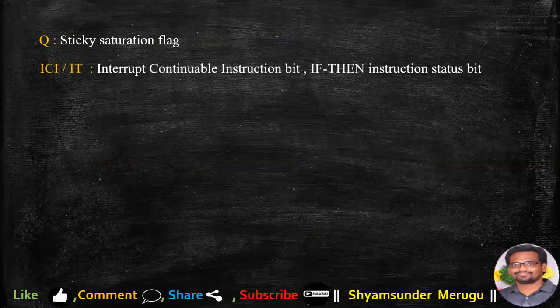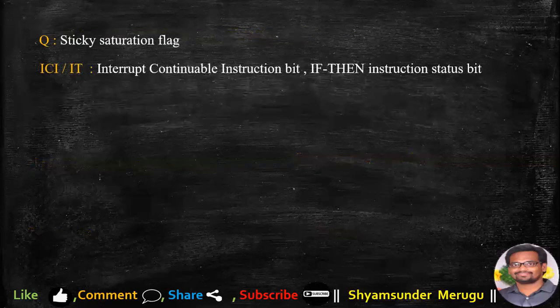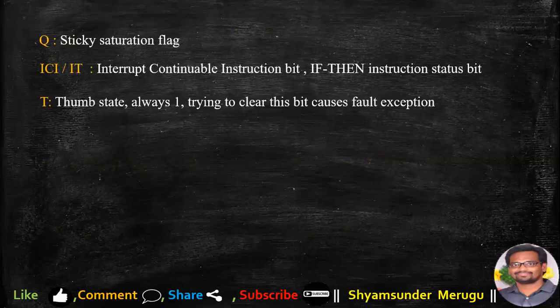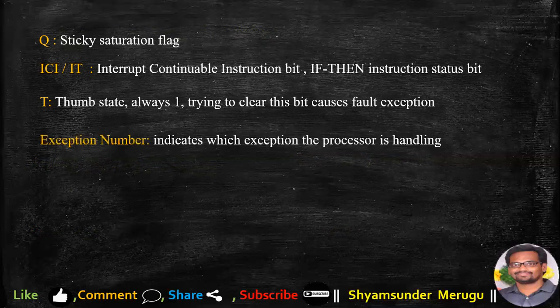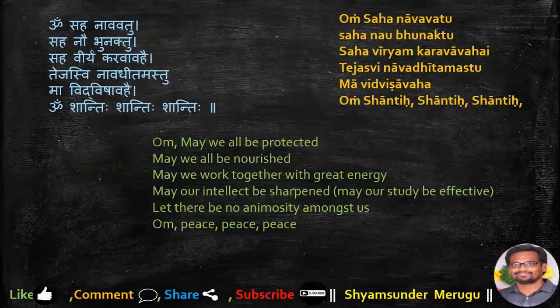Q is the flag related to the sticky saturation flag. ICI/IT stands for interrupt continuable instruction bit or if-then instruction status bit. T stands for Thumb state and it is always 1. Trying to clear this bit causes a fault exception. The exception number indicates which exception the processor is handling. Hope you understood the register organization of the Cortex M3 microprocessor.